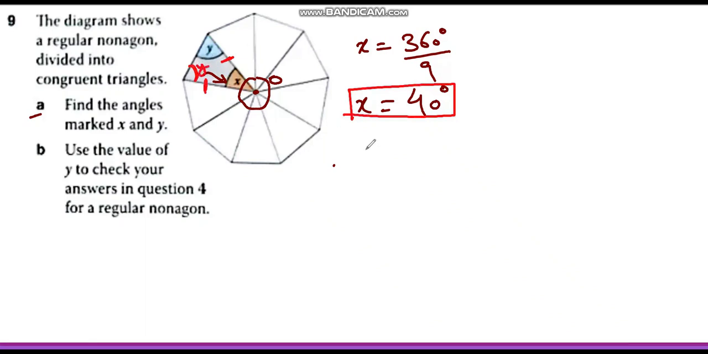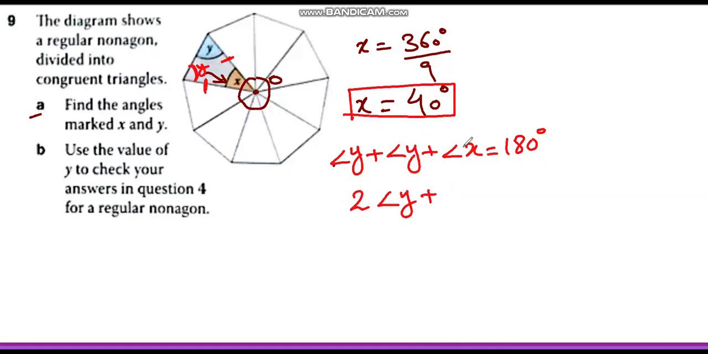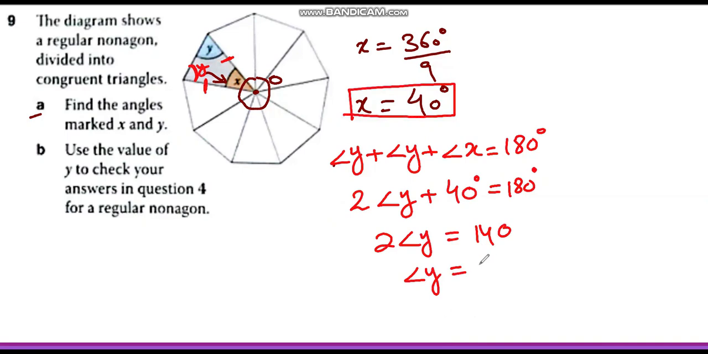For the calculation of y, we can write the sum of the angles in the triangle: the angle y, plus y, plus angle x will be equal to 180. To get y, we can simply calculate, because we already know the size of x, which is 40 degrees. Let's subtract 40 degrees from the other side and divide both sides by 2. So we'll get the size of y as 70 degrees.